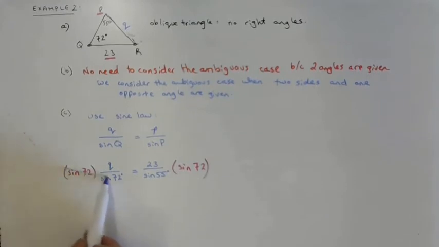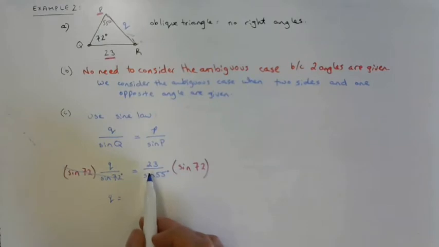On the left side, that's easy. It's just Q remaining. And on the right side, I don't need to rewrite anything, but I will so that you can kind of see this. This is either, in your calculator, 23 divided by sine 55, enter, times sine of 72, or 23 times sine of 72 over sine of 55.